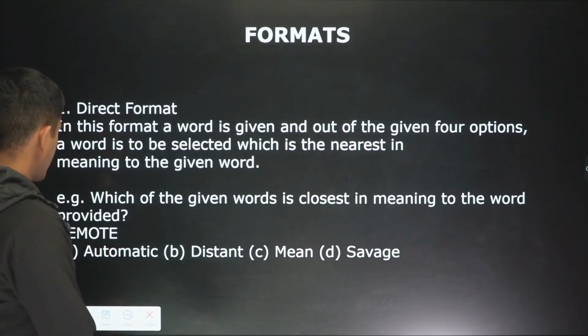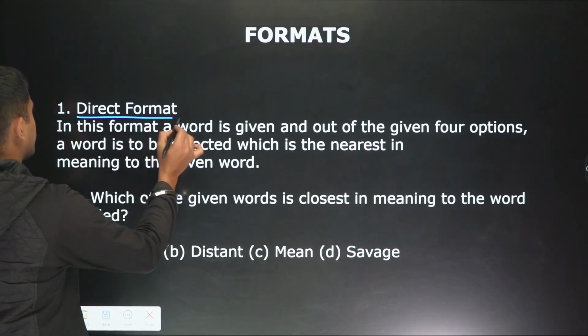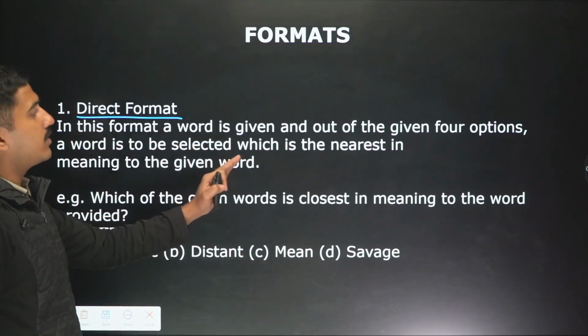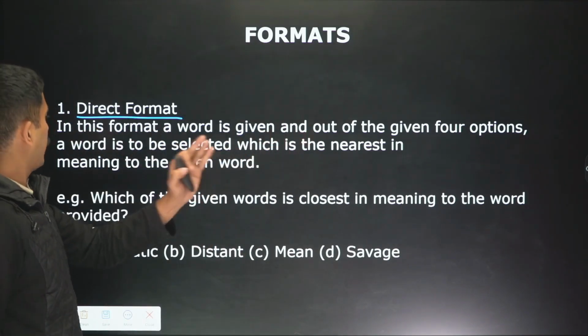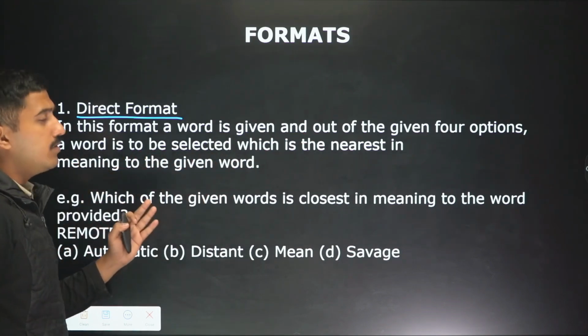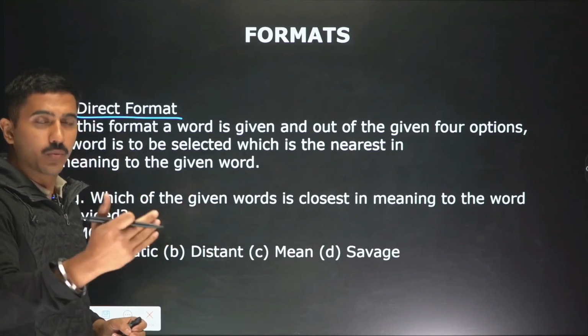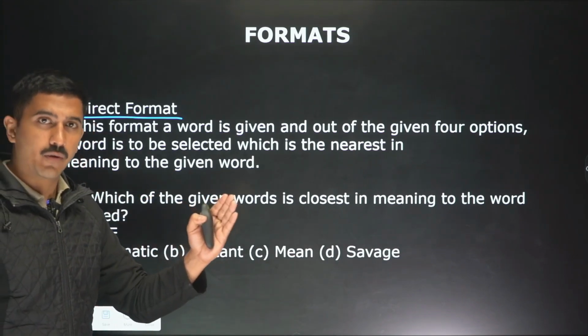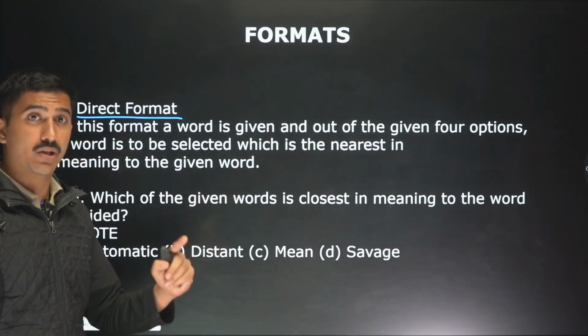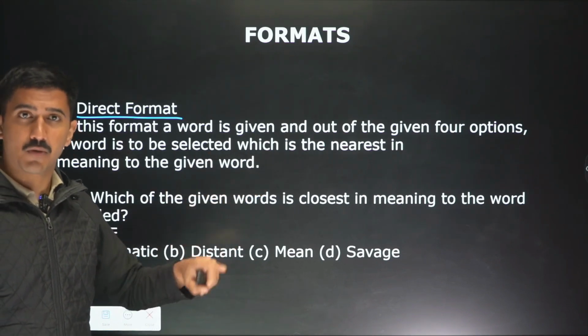Okay, first is the direct format. Now what does the direct format basically say? In this format, a word is given, and out of the given 4 options, you need to select a word which is the nearest meaning to the given word. Clear? You will be given one word and 4 options, and from those 4 options you need to select any one option which is nearest to the word given above. Not exactly the same, but probably the nearest.